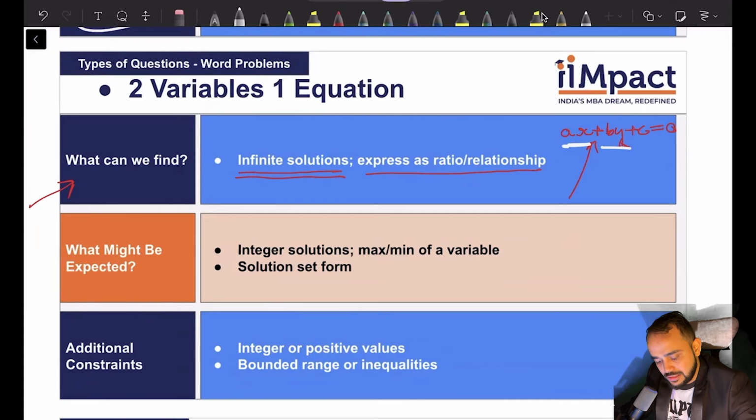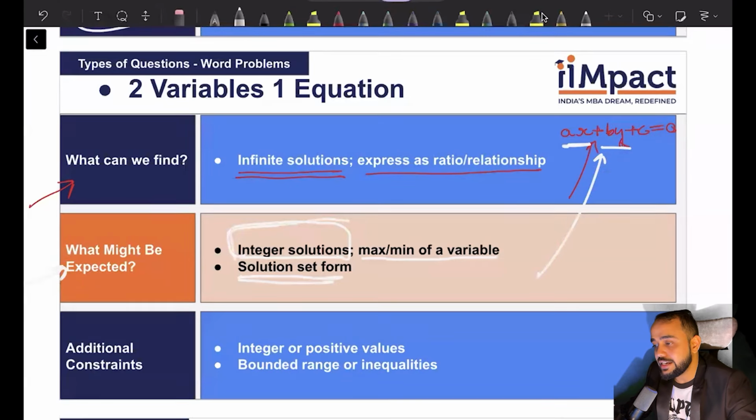So what can they ask you? What can they ask you? They can ask you for the integer solutions to this. They can ask you what is the maximum or minimum of a variable given that both x and y are integers. They can also ask you what the solution set will look like. So generally in things like this, your solution sets would be in AP if the constraint is that you have to have integer solutions.